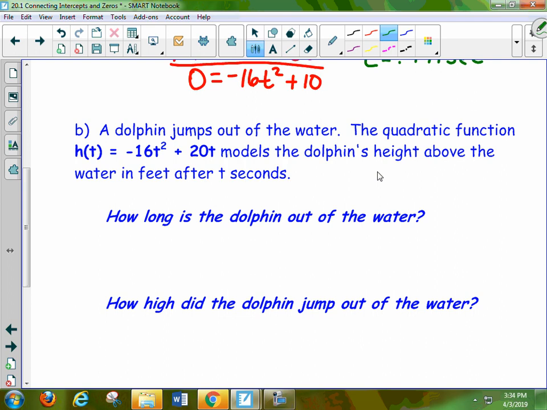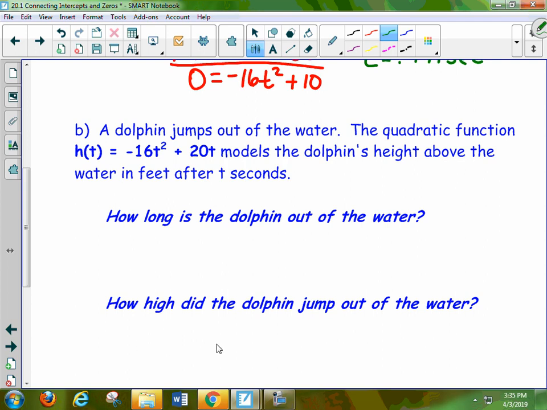So how about B then? A dolphin jumps out of the water. The quadratic function h of t equals negative 16t squared plus 20t models the dolphin's height above the water in feet after t seconds. How long is the dolphin out of the water? And how high did the dolphin jump out of the water? Well, we're not dropping anything. We just have this dolphin. It comes up and comes back down. So we're going to put this equation, we're going to make our height 0.